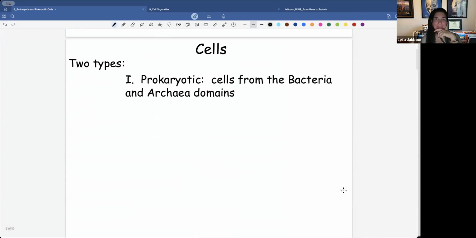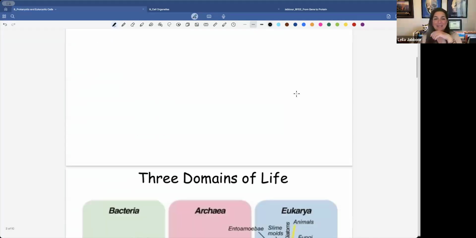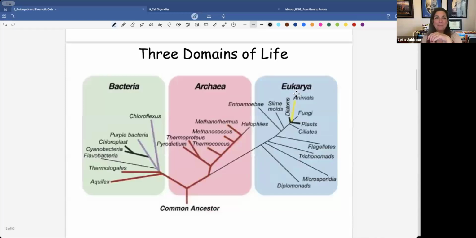Okay, so let's look at the two types of cells. There are prokaryotic cells. Prokaryotic cells are from the bacteria and archaea domains. And I'm going to show you the 3 domains of life.